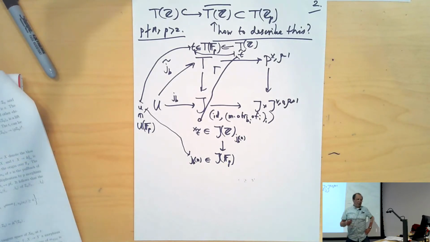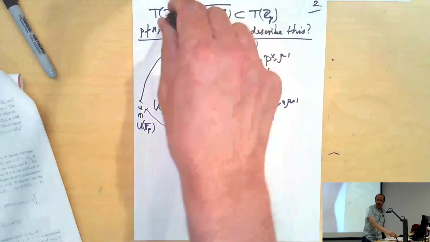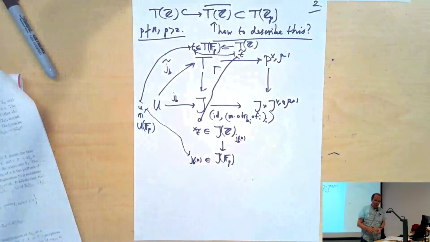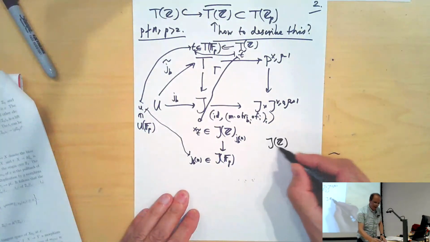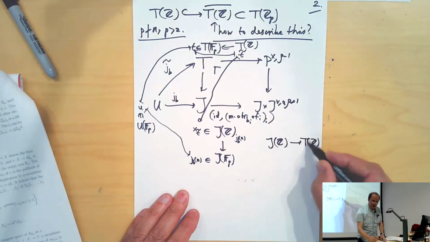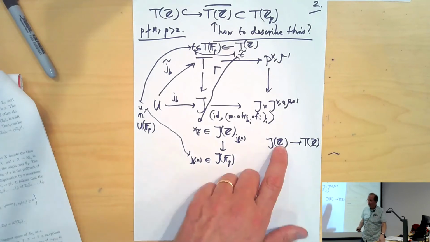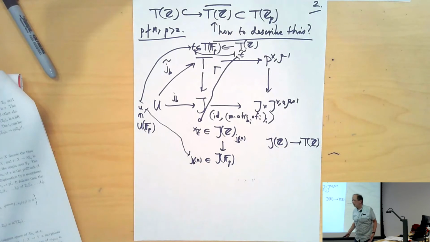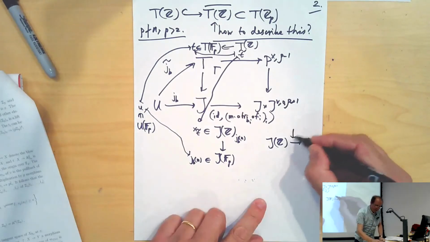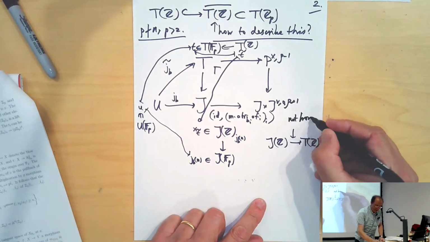We are trying to parameterize T of Z. So in principle, we want to make a map from J of Z to T of Z. And there is no geometric map, because T is not a trivial torsor over J. So we want to make a map on the Z points that cannot come from geometry. This is not easy.